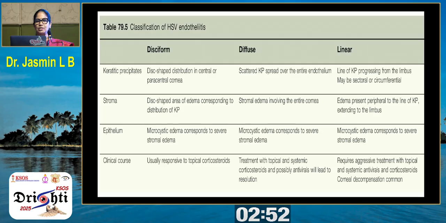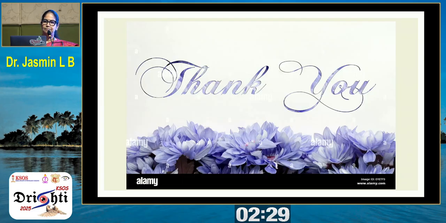Disciform is a disc-shaped distribution in the central part with overlying keratic precipitates and overlying stromal edema. Another one is the diffuse. The keratic precipitates may be distributed throughout the endothelium. And next is the linear keratic precipitates. It's a line of keratic precipitates from the limbus to the central area.